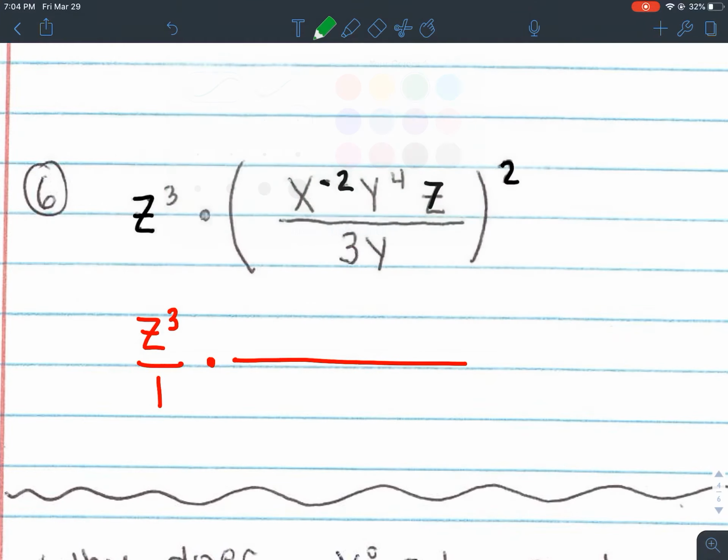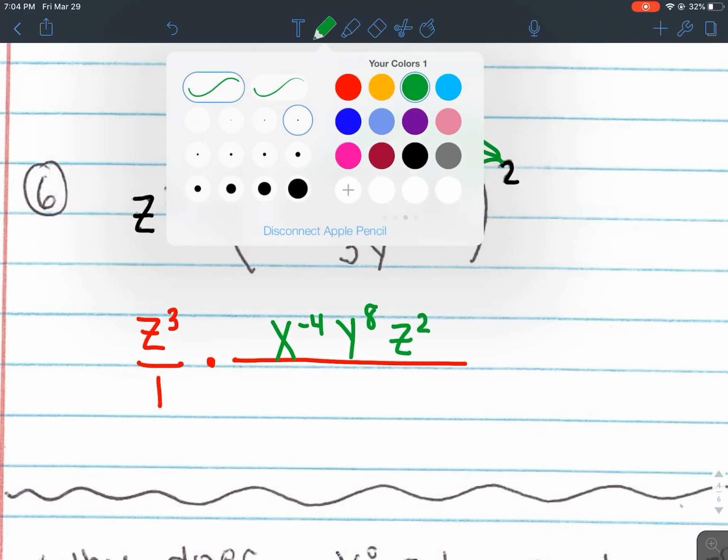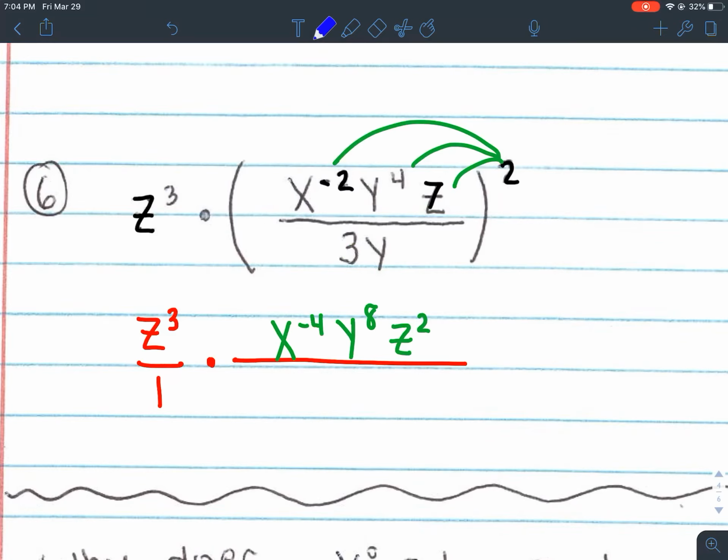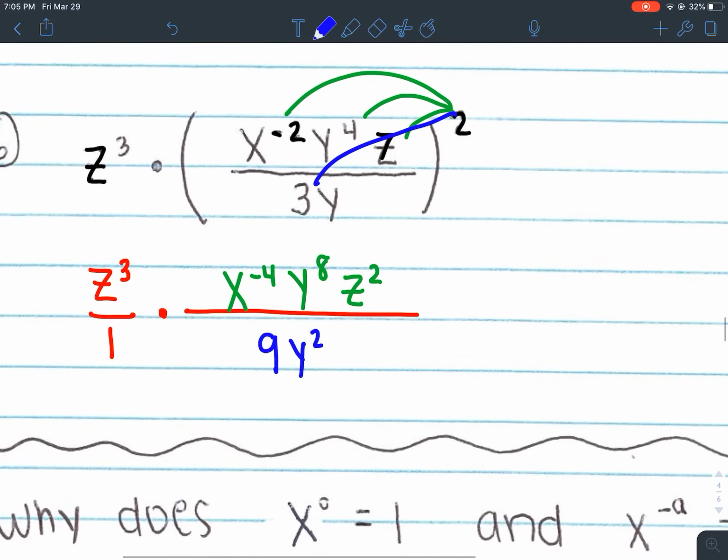Now, I need to distribute every single thing, so I have that here. So I have x to the negative 2 squared, so that's going to be x to the negative 4 because you're multiplying. And then we have y to the 8th and z squared. Okay? Now you're going to distribute that 2 to the bottom as well. So you have 3 squared, which is 9, and then you have y squared.